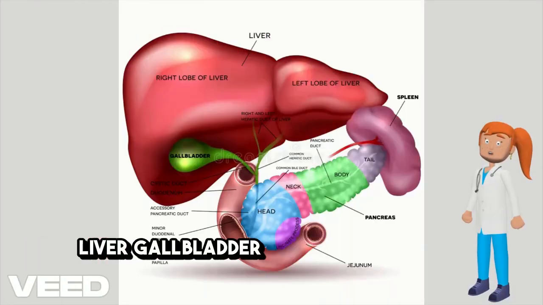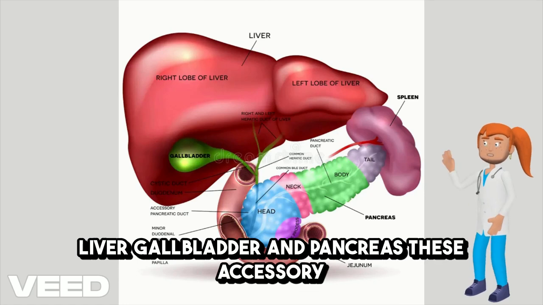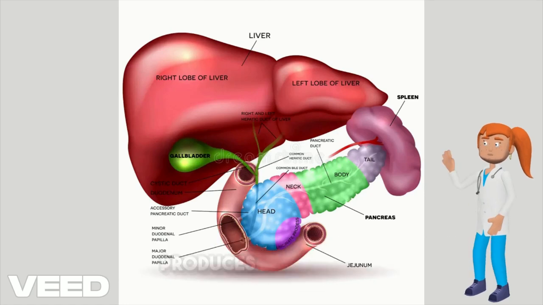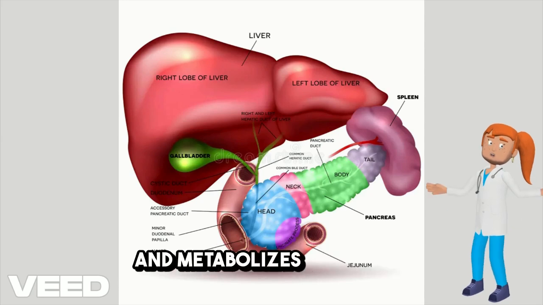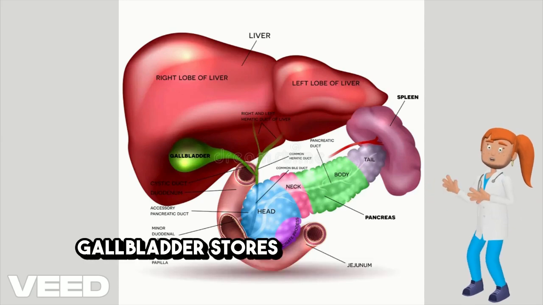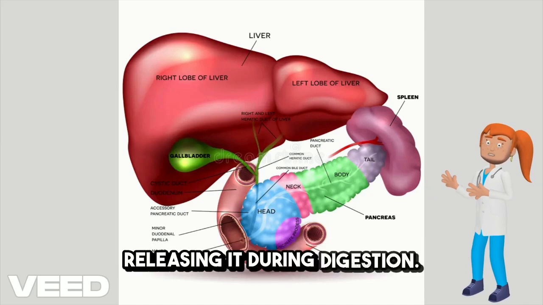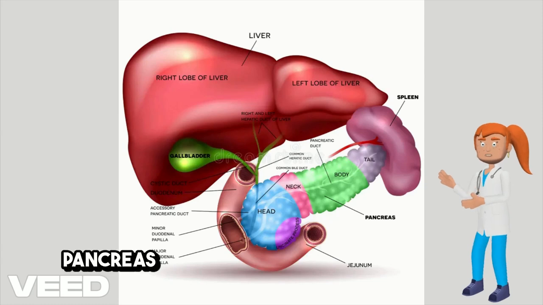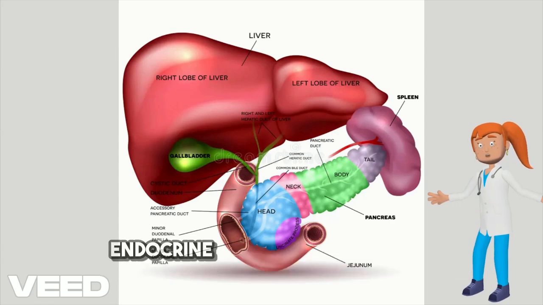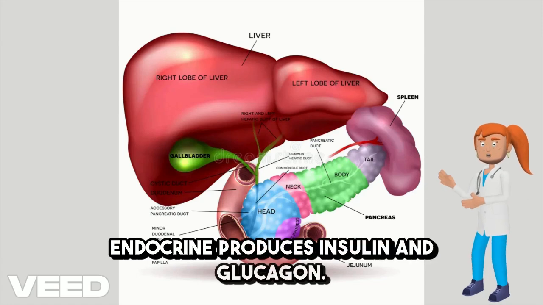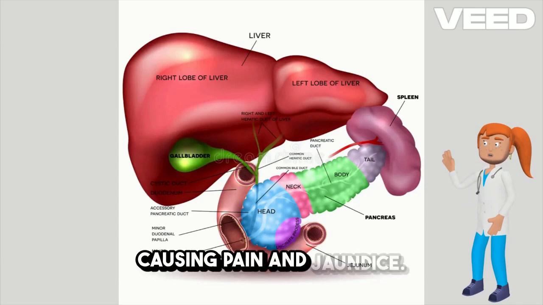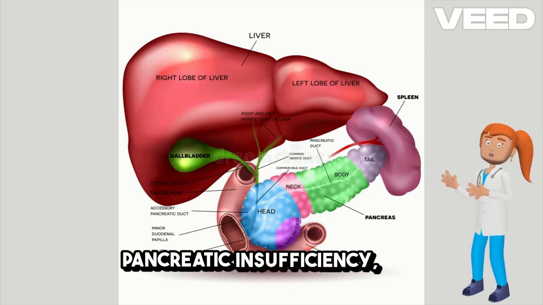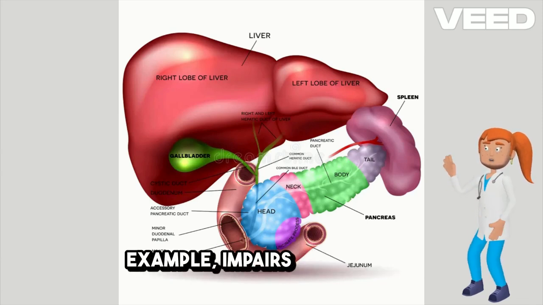E. Liver, gallbladder, and pancreas. These accessory organs are essential for digestion. Liver produces bile for fat digestion, detoxifies substances, and metabolizes nutrients. Gallbladder stores and concentrates bile, releasing it during digestion. Pancreas, exocrine function, secretes digestive enzymes and bicarbonate to neutralize stomach acid. Endocrine function, produces insulin and glucagon. Clinical relevance: gallstones can obstruct bile flow, causing pain and jaundice. Pancreatic insufficiency, e.g. in chronic pancreatitis, impairs digestion.